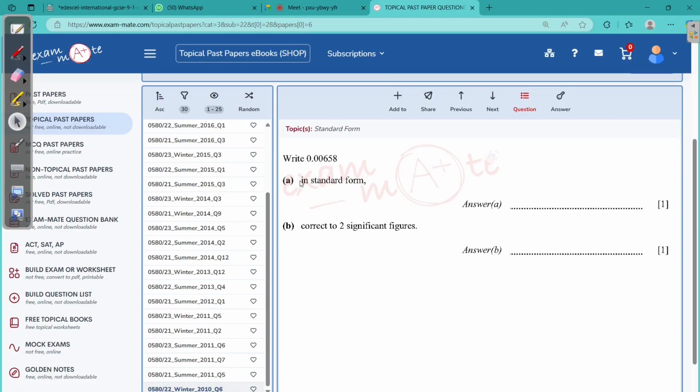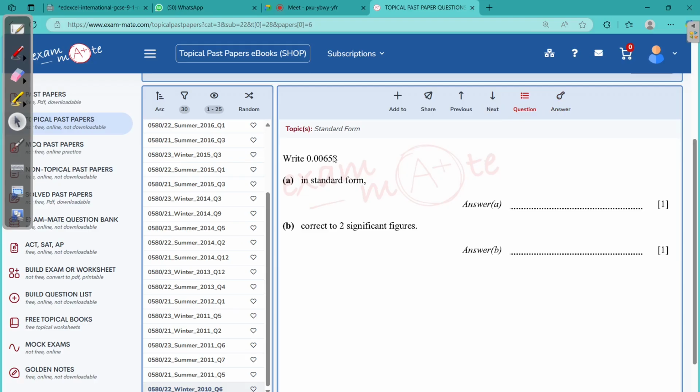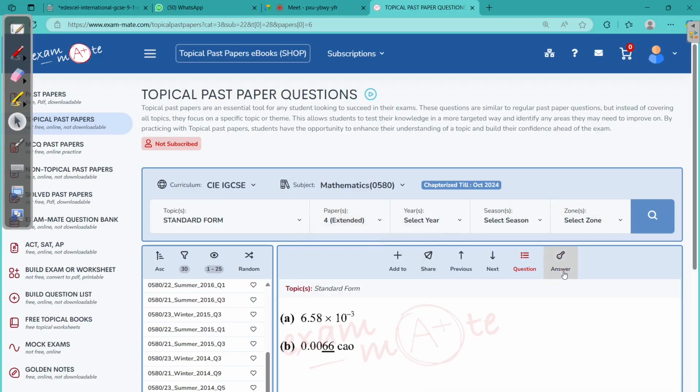Write it in standard form first. That's important for our discussion. Write it in standard form. Yeah, 6.58 times 10 to the minus 3. Let me change the paper. So again, two significant figures. The answer sheet is right. Do you know significant figures? I know significant figures already.